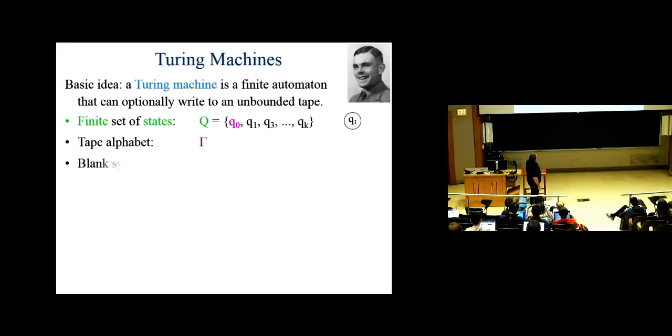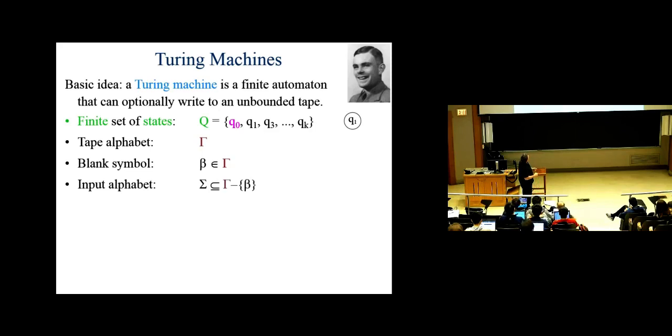You have a tape alphabet, and you have blank symbols on the tape, so they can distinguish tape symbols that you haven't touched yet from tape symbols that you've actually modified before. So if it's a blank, you know you haven't touched it, and you can overwrite a tape symbol with some other symbol. Just like in a stack, you can push and pop from the top, but in a tape, you can do it anywhere, not necessarily on one end or the other of the tape, right?